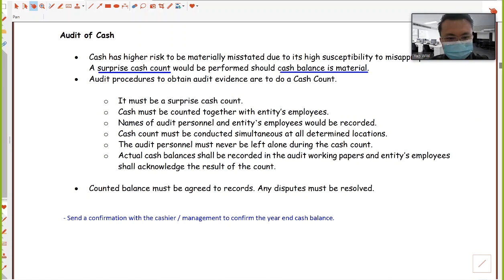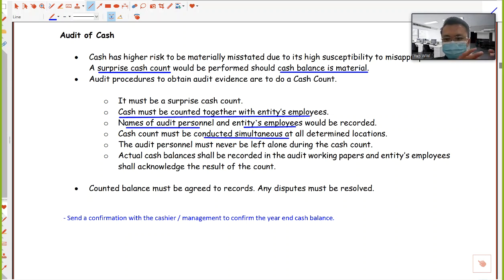When you're doing a surprise cash count, cash must be counted together with entities and employees. You record the names of employees and audit personnel, and you have to conduct the cash count simultaneously at all locations, so you can avoid management using the same cash.